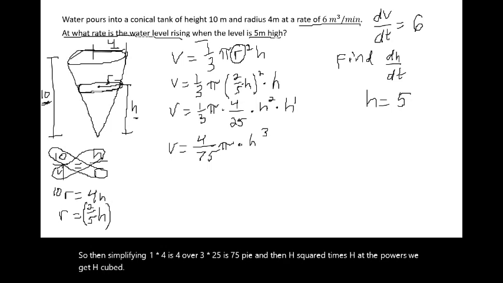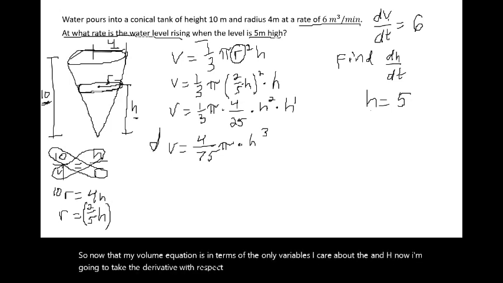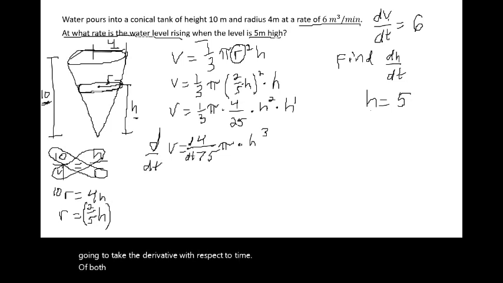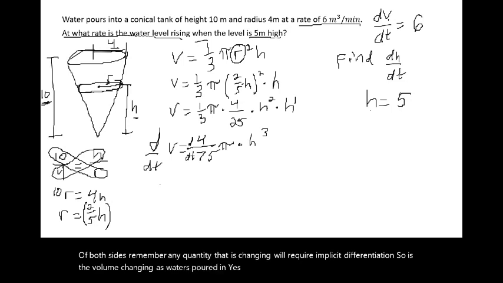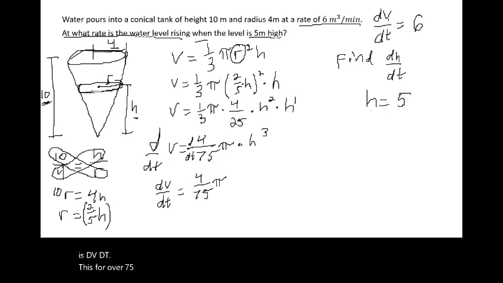So now that my volume equation is in terms of the only variables I care about, v and h, now I'm going to take the derivative with respect to time of both sides. Remember, any quantity that is changing will require implicit differentiation. So is the volume changing as water is poured in? Yes. So the derivative of volume with respect to time is dv dt. This 4 over 75 pi is a constant multiple, so you're going to leave it there.